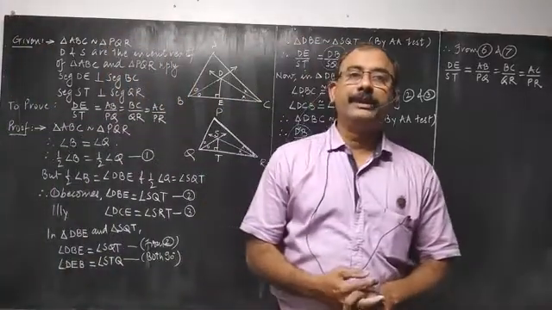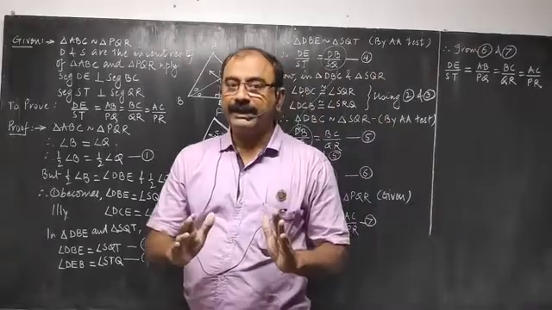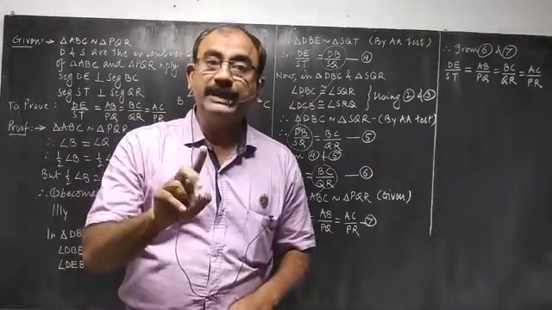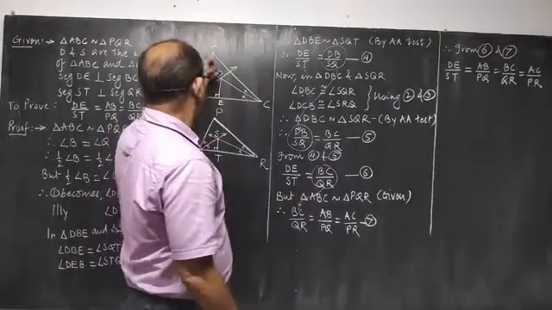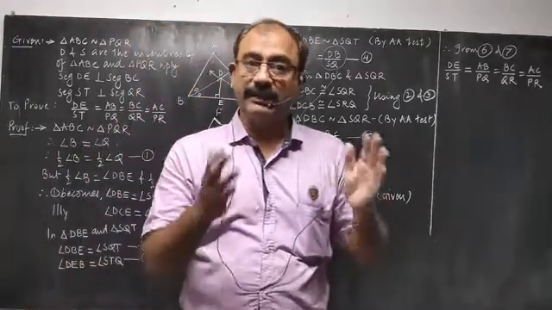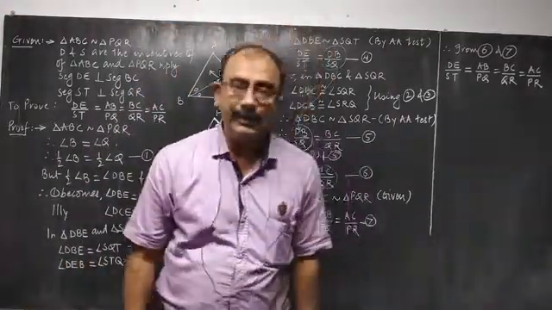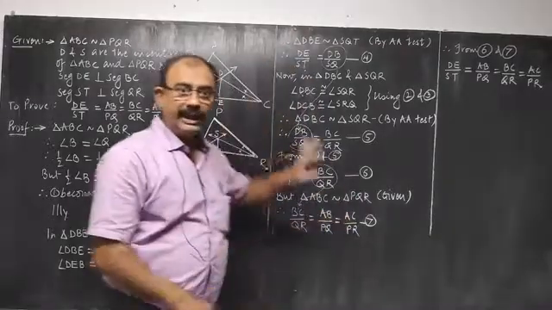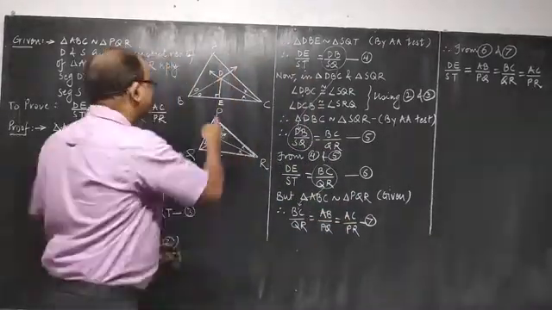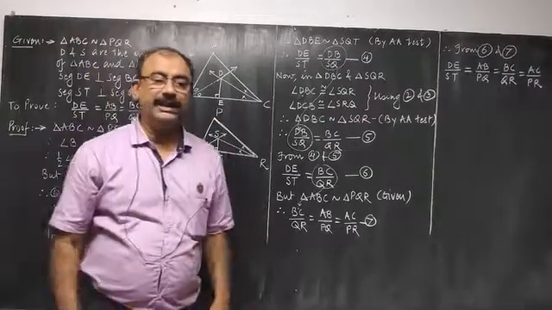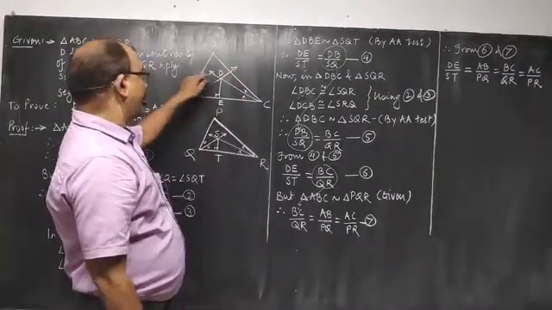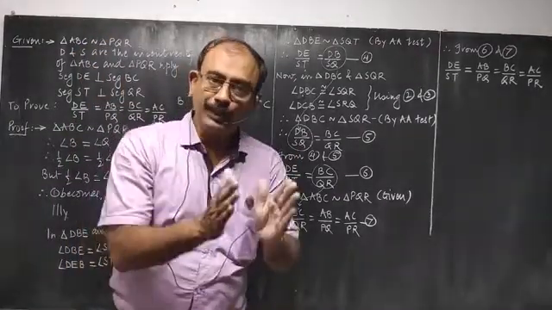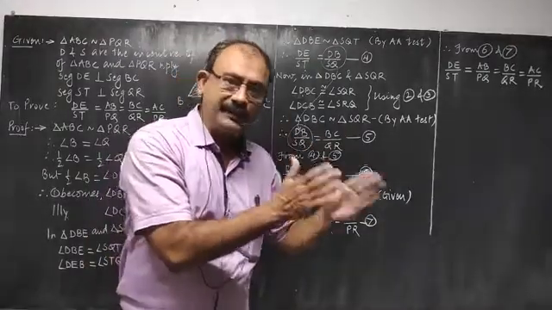The next example says: prove that the radii of incircles of two similar triangles are proportional to the sides of the triangle. What does it mean? Two triangles are similar, and in those similar triangles you can draw an incircle, which you have done in the lower class. So the radii of the incircles are also proportional to the sides of the triangle.